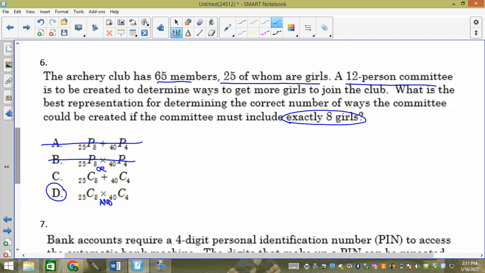So how many people do I need on this committee? What kind of person committee is it? 12. This is an 8-person committee or a 4-person committee. Do I want that? No. I want 8 and 4 more, so that gets me 12. So without knowing anything, I could have just narrowed it down by symbols. But why is it this? Well, there's 25 girls, and I choose 8.